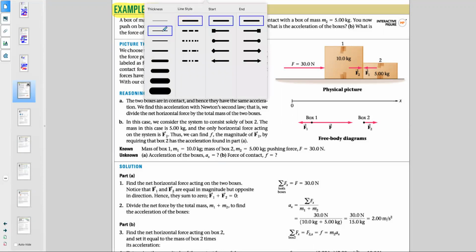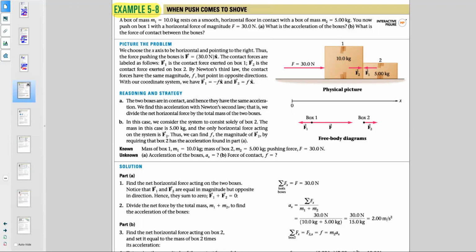All right, so what we have here is a box of mass M1, 10 kilogram, rests on the smooth horizontal floor in contact with a box of M2, 5 kilogram. So this is M1, 10 kilograms, this is M2, 5 kilograms. And now you push on the box 1 with a horizontal force of magnitude 30 newtons. So F here is 30 newtons, okay? What's the acceleration of the boxes? So they're moving with the same acceleration, but we want to know what it is, and what is the force of contact between the boxes.